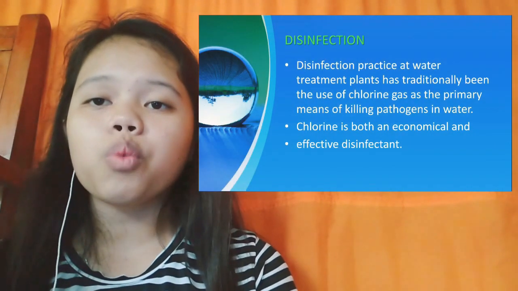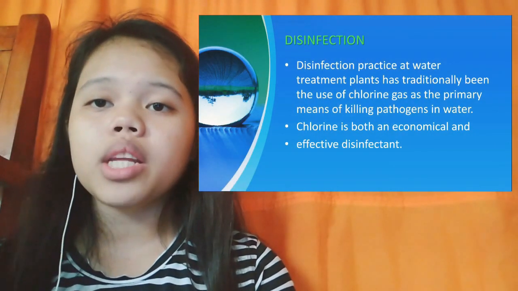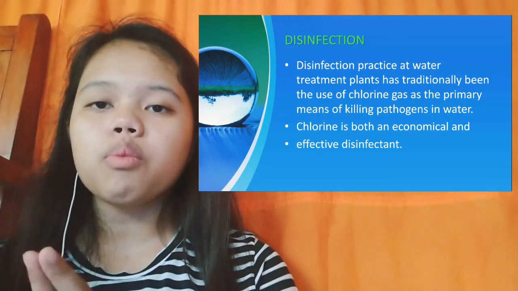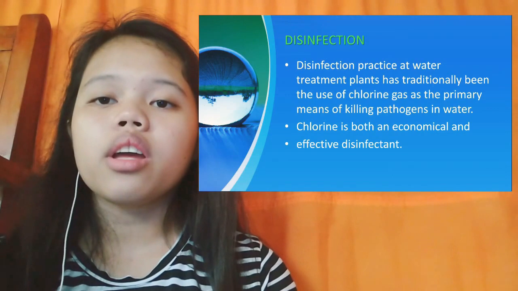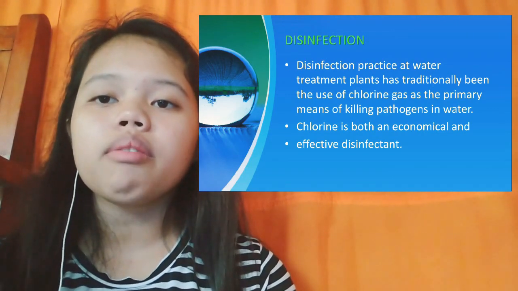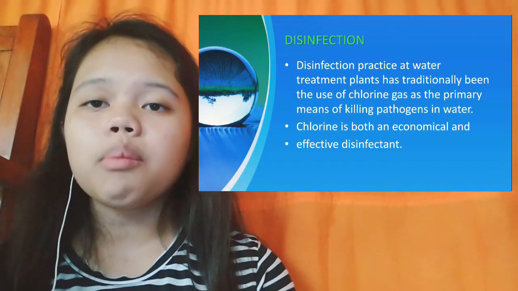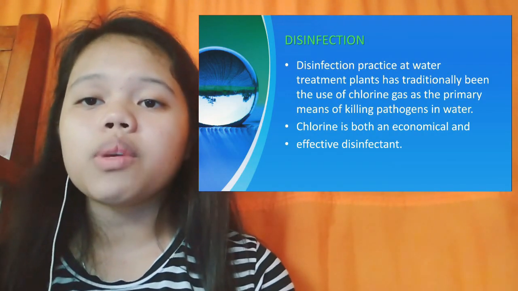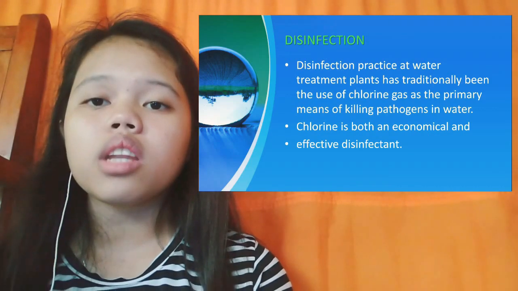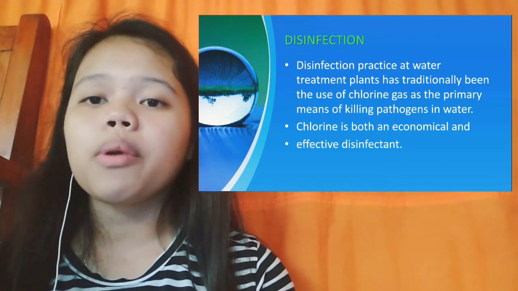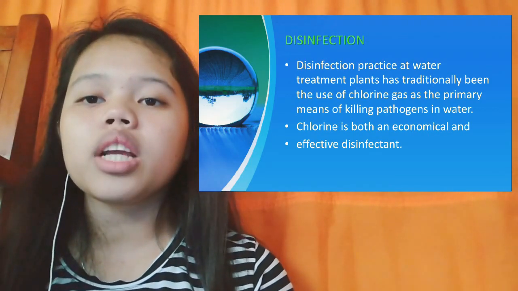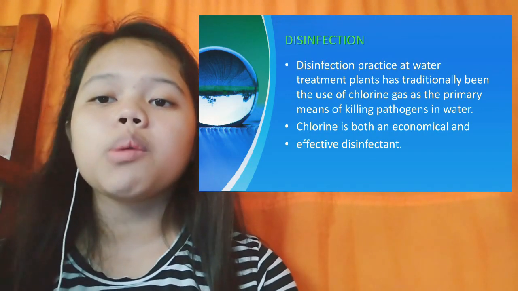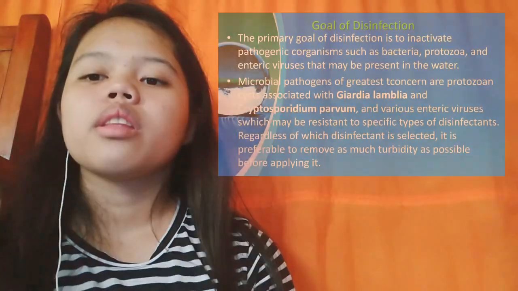Disinfection. Disinfection practice at water treatment plants has traditionally been the use of chlorine gas as the primary means of killing pathogens in water. Chlorine is both an economical and effective disinfectant. However, there are some concerns with using chlorine, especially hazards associated with transporting a toxic gas to the treatment site and disinfection byproducts produced such as trihalomethanes and haloacetic acids, among other chlorinated organics that may be potential carcinogens.